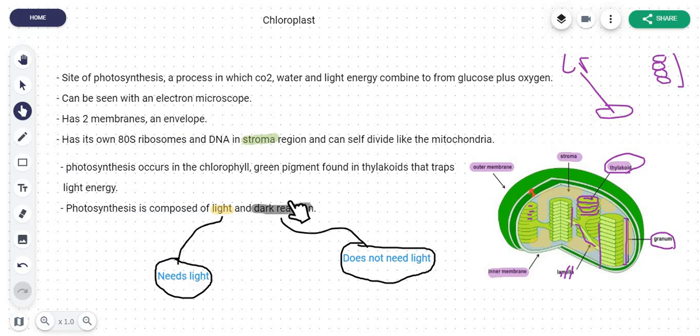Okay, so light reaction and dark reaction. Just from understanding these terms, light means occurs in the presence of light and dark means without light. Light reaction is also called the light dependent reaction because it needs light. Dark reaction is also called the light independent reaction, which means it's not dependent on light, it doesn't need light.